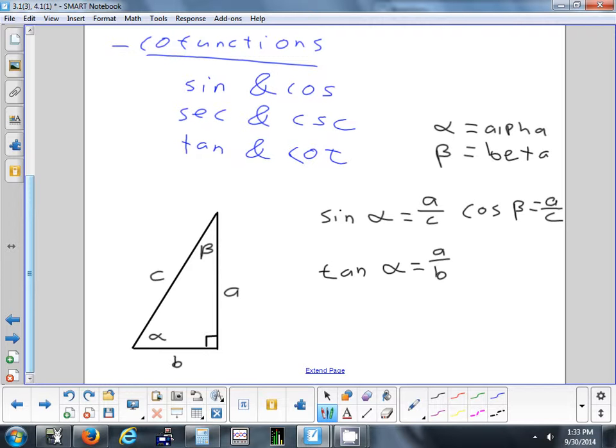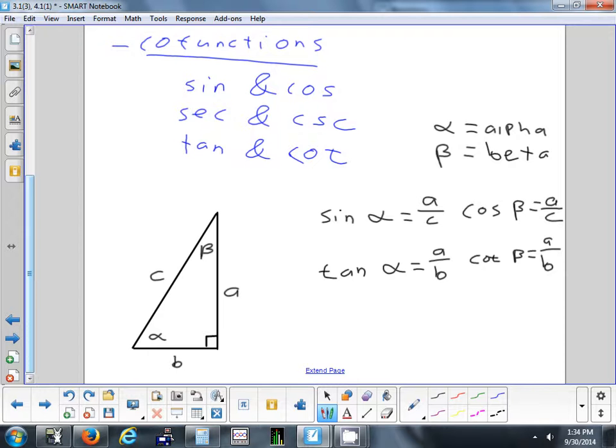And anybody have an idea what I'm going to ask for next? Yep, I'm going to ask for the cotangent of beta. So tangent is opposite over adjacent, cotangent is adjacent over opposite. So what's the side adjacent? Remember, we're switching our perspective now. We're going from beta. It's A over B again. It came out the same. Tangent of alpha and the cotangent of beta.